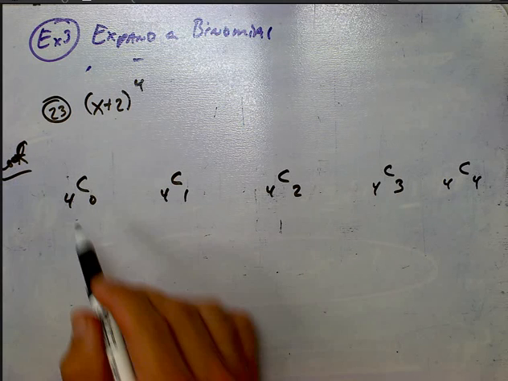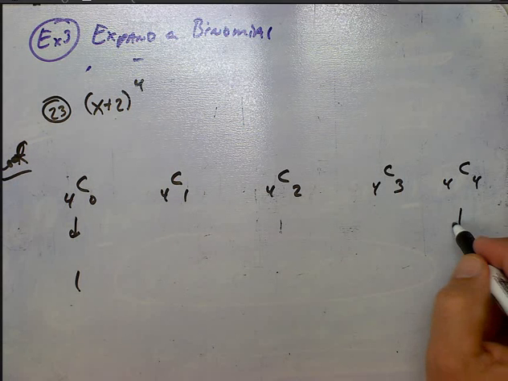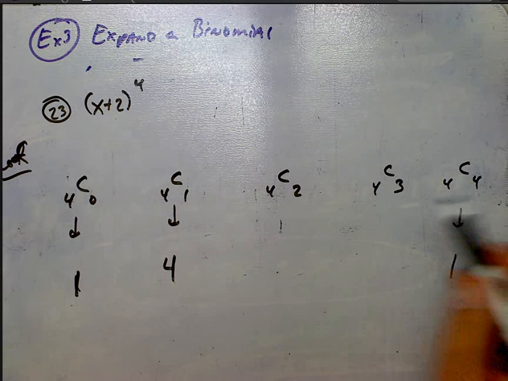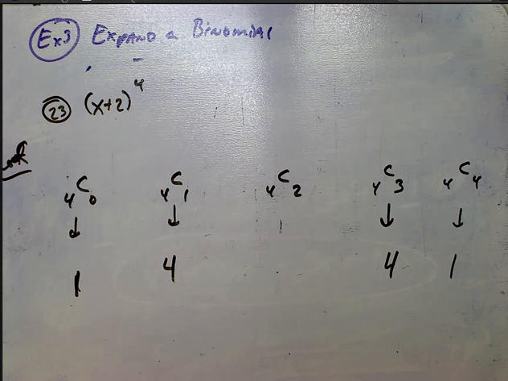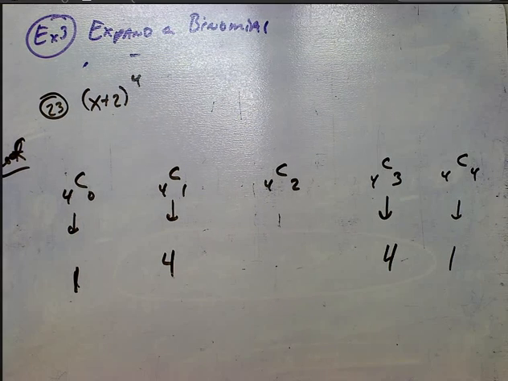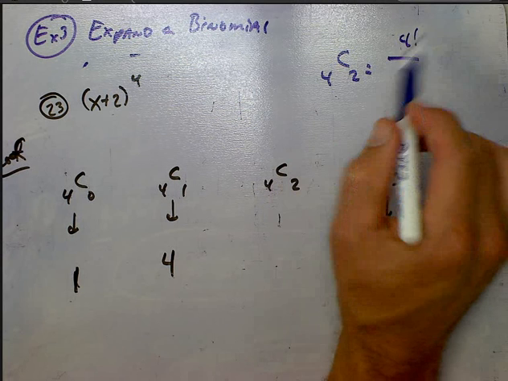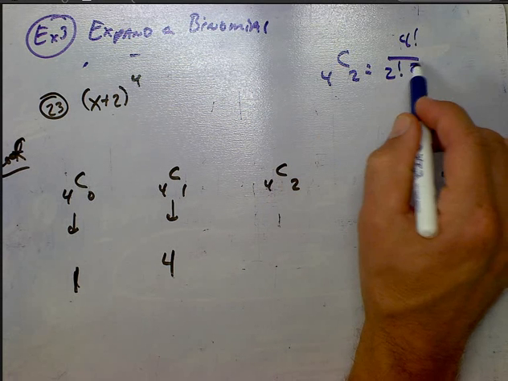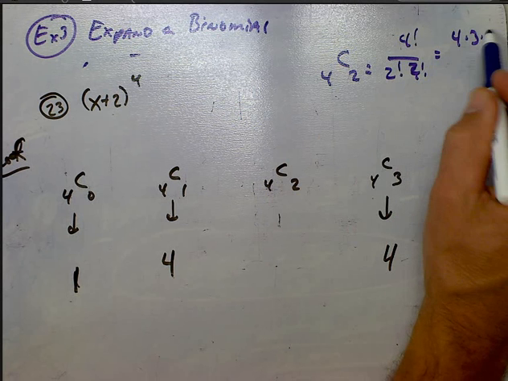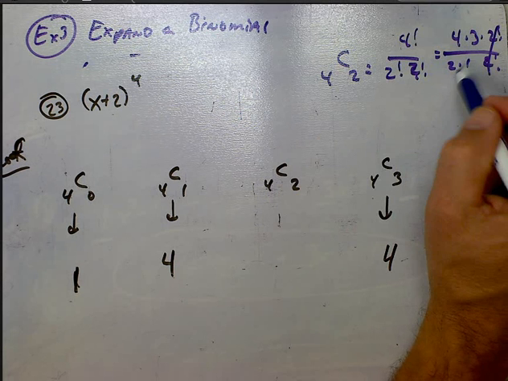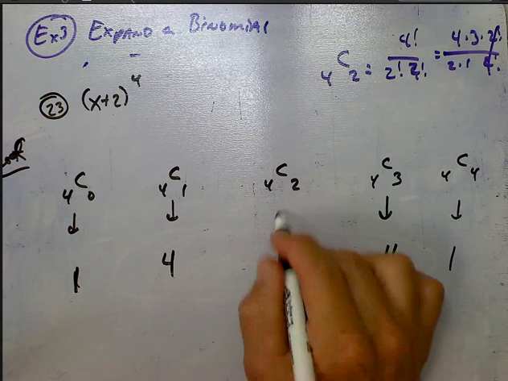4c0 we know is 1. 4c4 is also 1. 4c1 is 4, which means 4c3 is also 4. The only one we've got to figure out is 4c2. So let's do it up top. 4c2 is 4 factorial over 2 factorial times 2 factorial. That's 4 times 3 times 2 factorial over 2 times 1 times 2 factorial. 4 times 3 is 12, divided by 2 is 6. So 4c2 is 6. Okay?